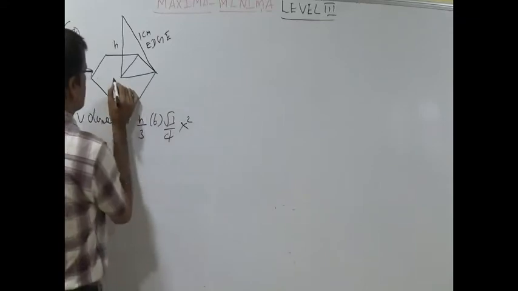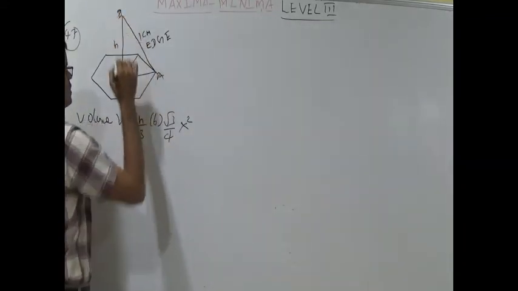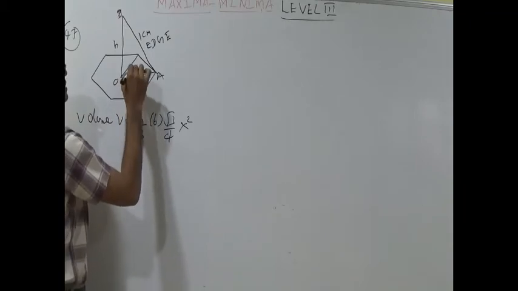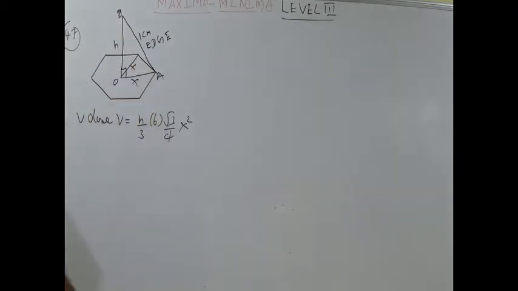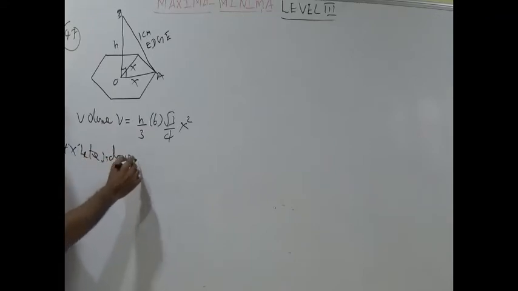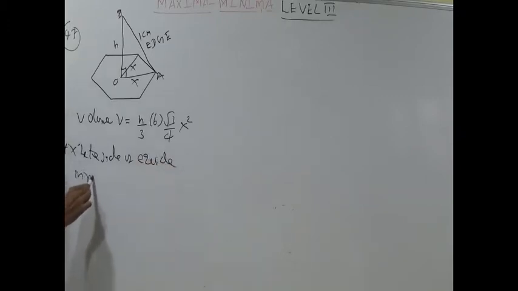Because x, I take this as O, A, B, you can put the names here. This is x, this is also x, this is 90 degrees, the perfect height. Let x be the side of the equilateral triangle in the regular hexagon.